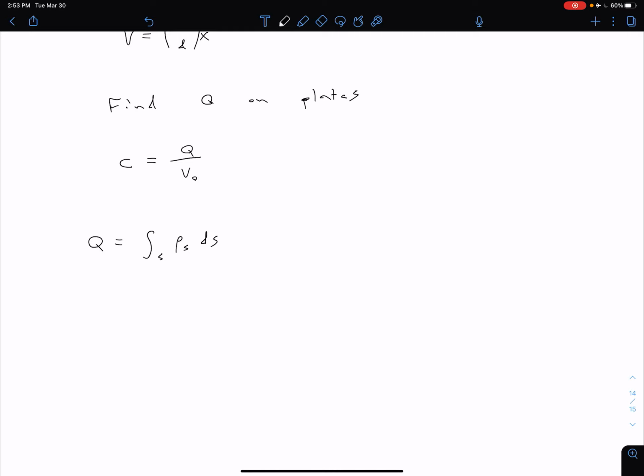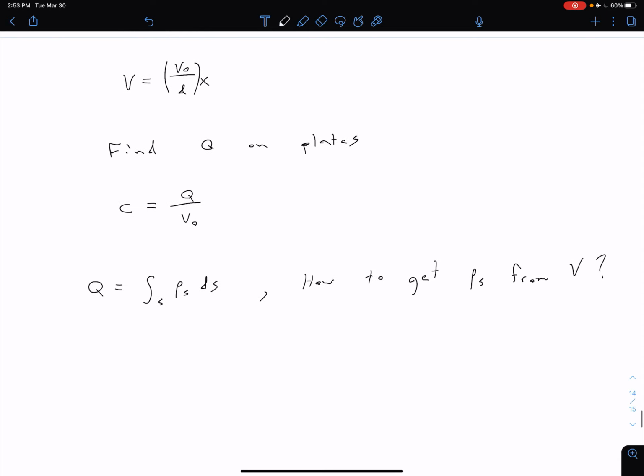So now our problem simplifies to how do we get this rho s from our voltage expression. So, how to get rho s from V? Because again, we have this expression for V, so how do we utilize that?